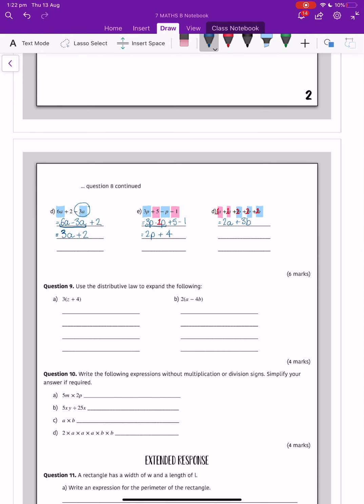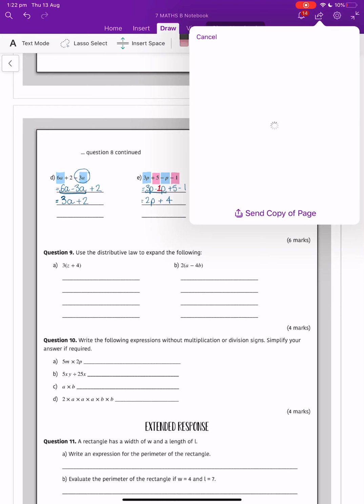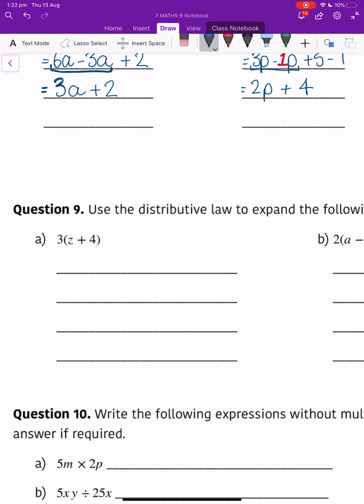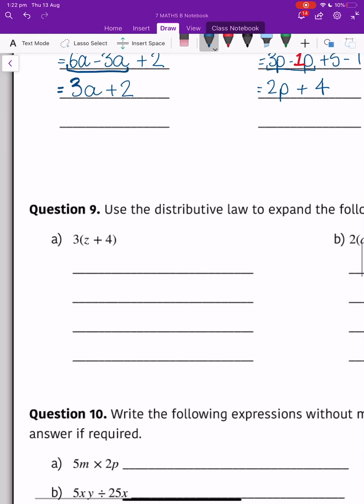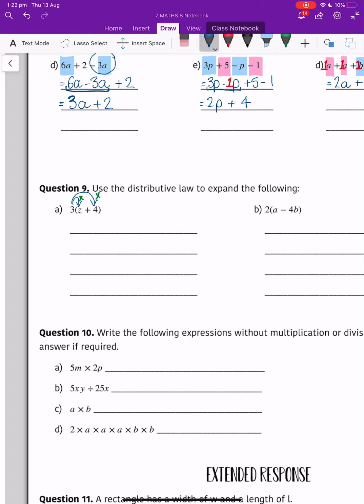Okay, we're nearly there. Question 9. Use the distributive law to answer the following. So, the distributive law goes like this. You have to multiply 3 by whatever is in the brackets. So, I'm just going to put multiplication here. And then we're going to expand it.